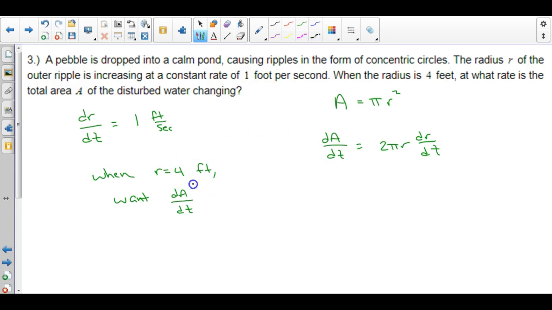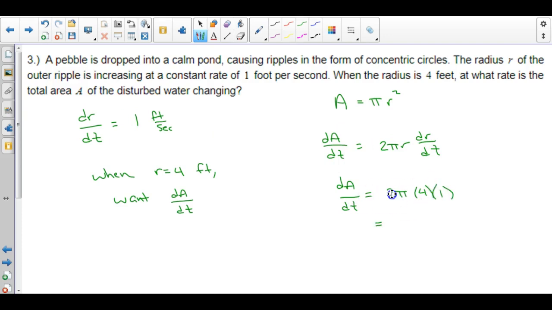Now I can start substituting some information. So we want dA/dt. So this is the unknown part. And that is equal to 2 pi times when the radius is 4 feet. And then we know that dr/dt is 1 foot per second.